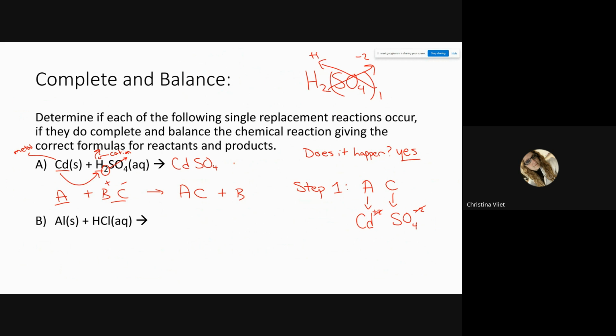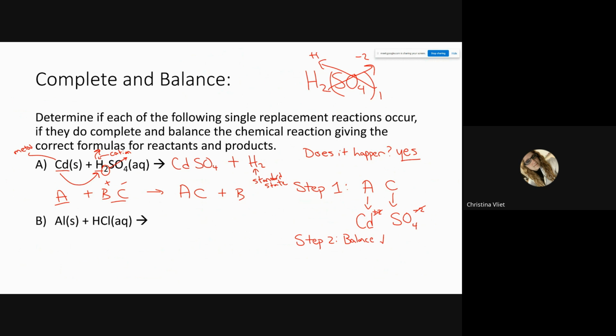What got kicked out? How does hydrogen get kicked out? In its standard state, which happens to be H2. H2 because it's its standard state, not because it's H2 here, to be clear. So that's step 1. What's step 2? Balance. Do I have to do anything to them? You should note that this is already balanced, right?